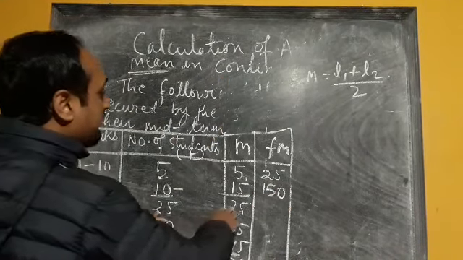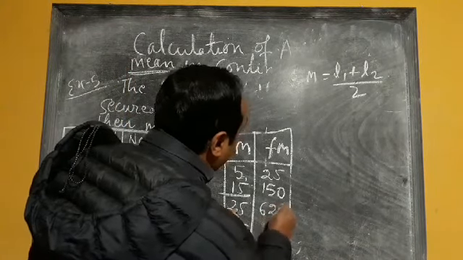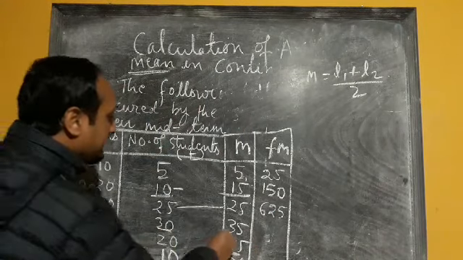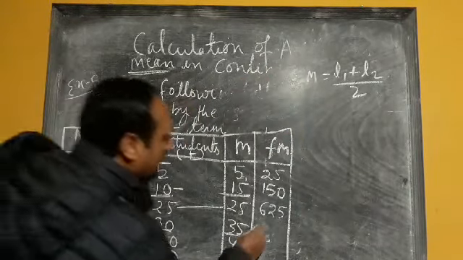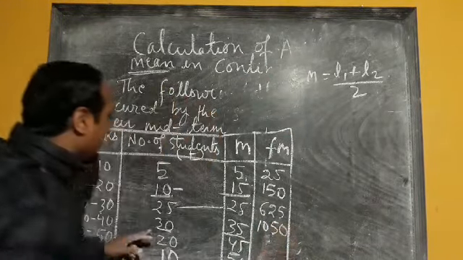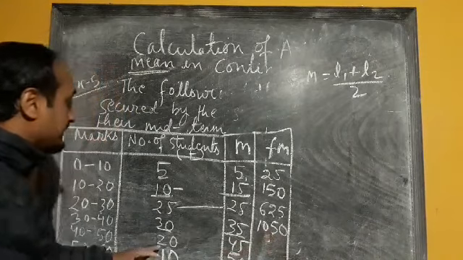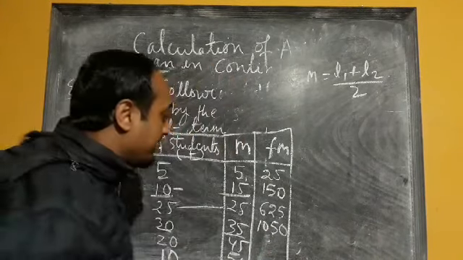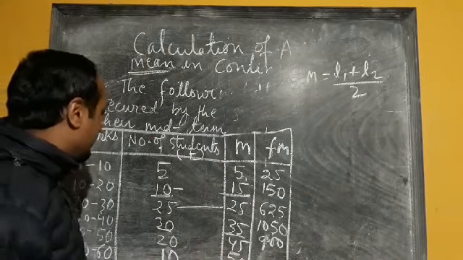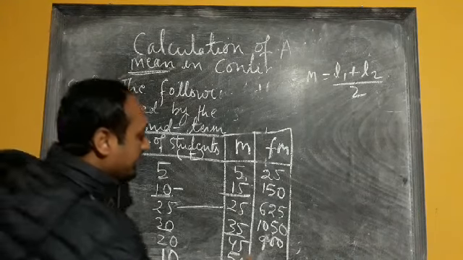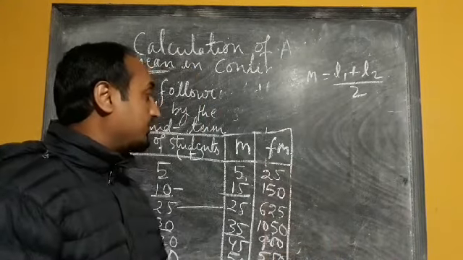Now next one we have 25 into 25. These two we have to multiply. 25 into 25 will get 625. Now next one 30 into 35. 30 into 35 we will get 1050. Now next one we have 20 into 45. So we will get 900. You can check it by multiplying these numbers. Next we have 55 into 10. We will get 550.